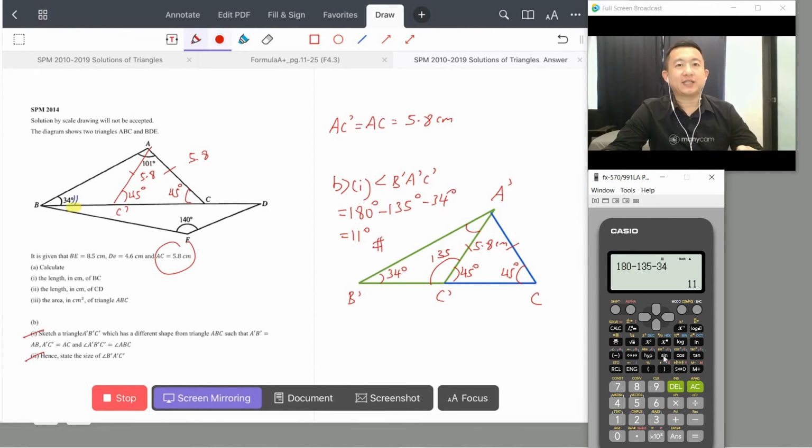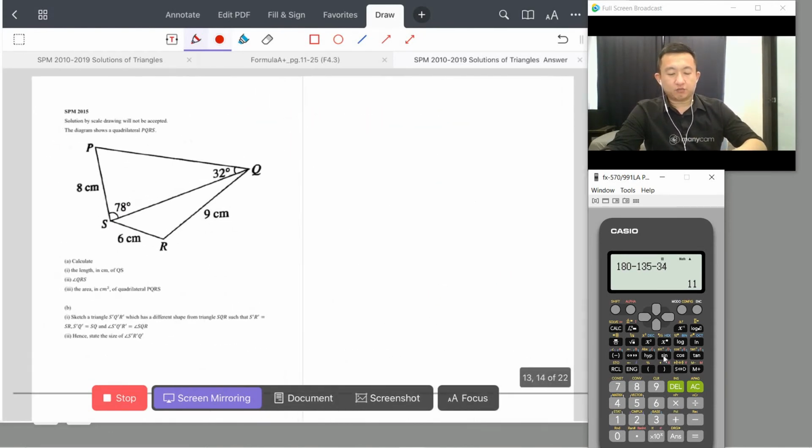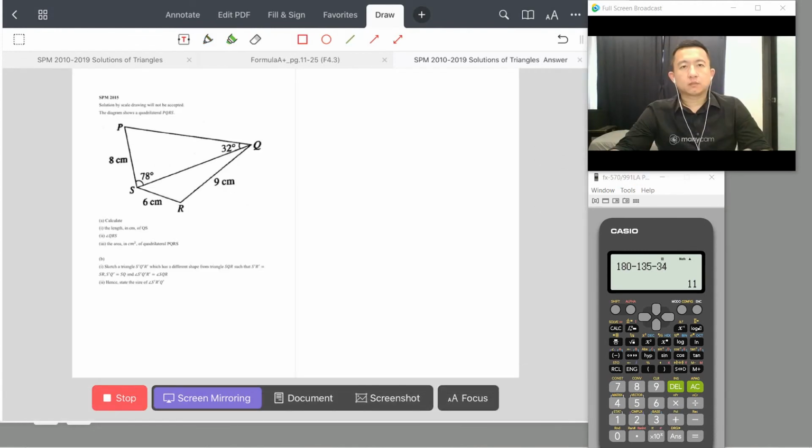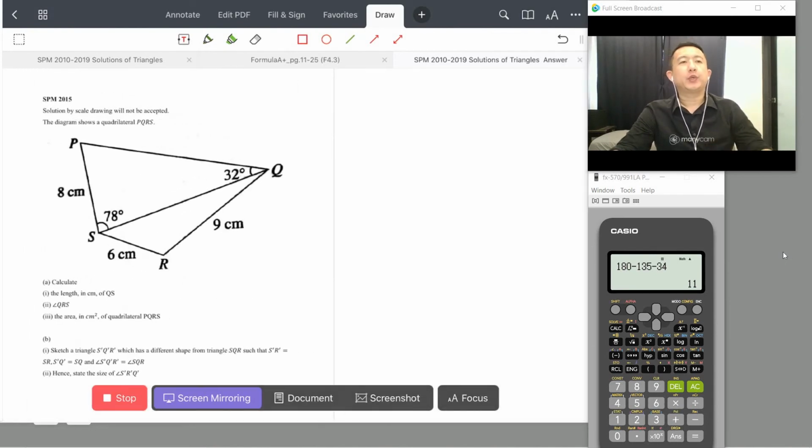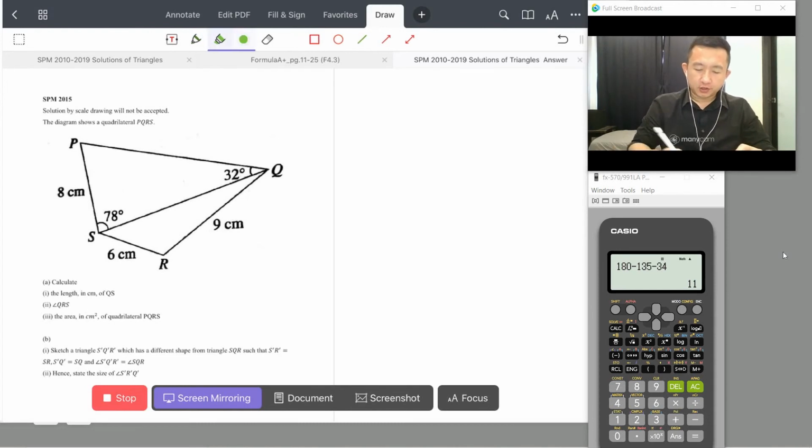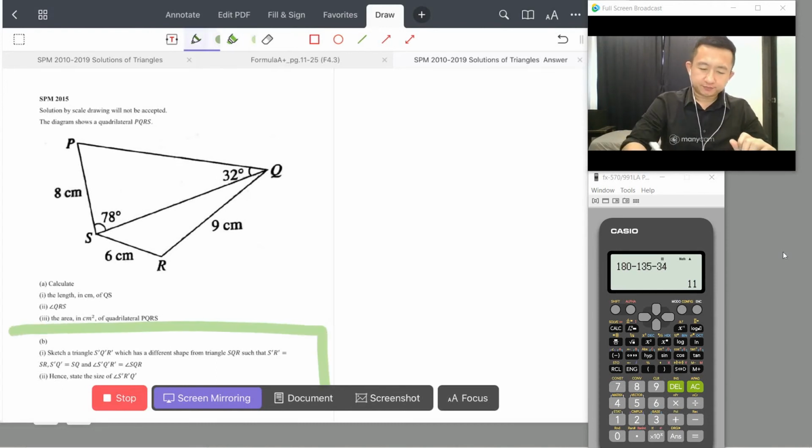Okay, now this is 2014. Up until 2015, we still have the case of ambiguous. And in 2016, 17, 18, 19, there was no case of ambiguous in the paper 2, and no one knows whether we will have an ambiguous case in this coming SPM. Now it's always good to have more options. Now we have a look at these questions, SPM 2015. Of course, it's on the ambiguous case, part B.